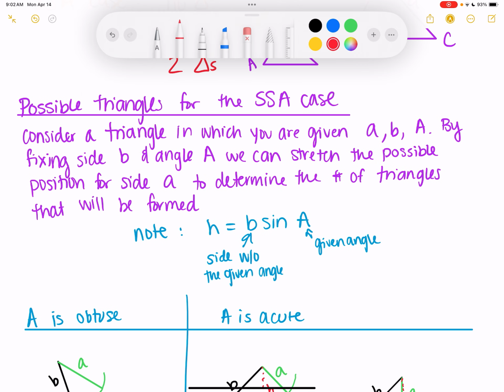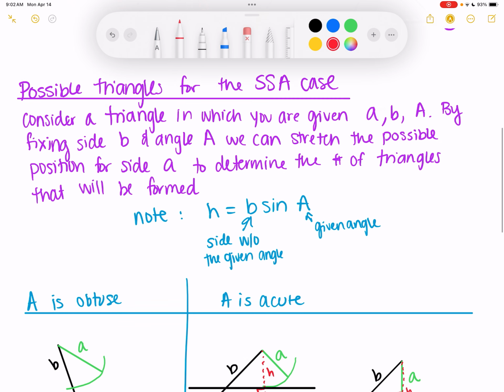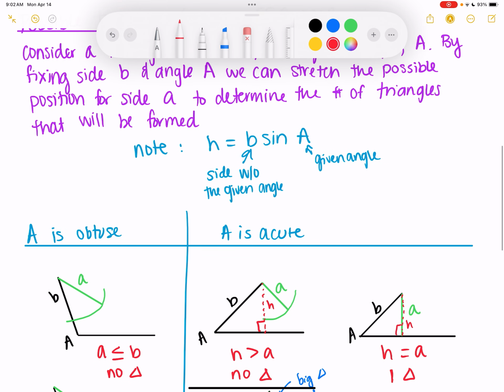I know that I've got two sides, and I have an angle that goes with one of those sides, so that tells me right away I have side-side-angle. The next thing I'm going to do before I do anything else is look at that angle and say, is it acute or obtuse? Because like I said, it can't be right or we wouldn't be using this. So which situation do I have?